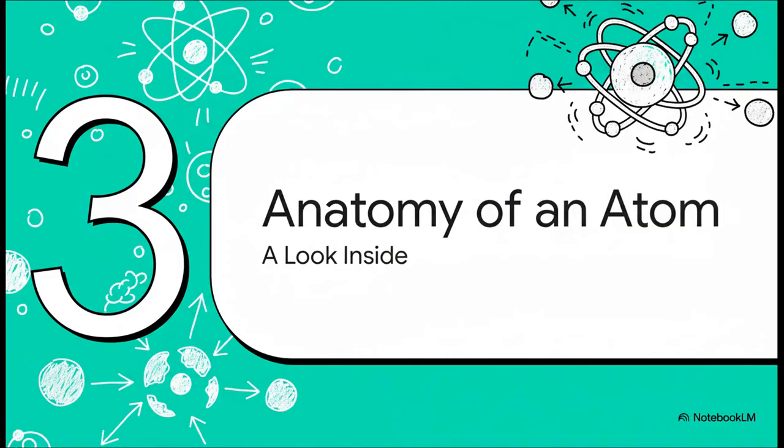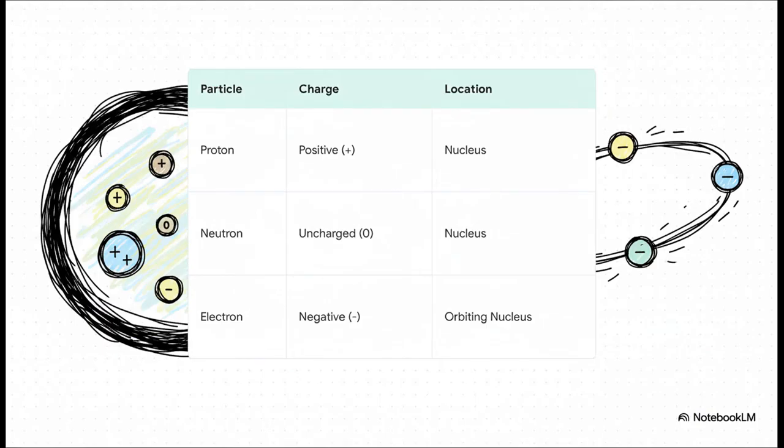Okay, so now that we've seen the blueprint, let's pop the hood and see what it's actually made of. We're going to take a look inside the atom and meet the tiny particles that give it all of its amazing properties. This table breaks it down perfectly. So, packed inside that nucleus, you've got two kinds of particles. You have the protons, which have a positive charge, and the neutrons, which, you guessed it, are neutral. They have no charge. Then, whizzing around on the outside, you have the tiny negatively charged electrons. And it's really the attraction and repulsion between these charges that drives all of chemistry.